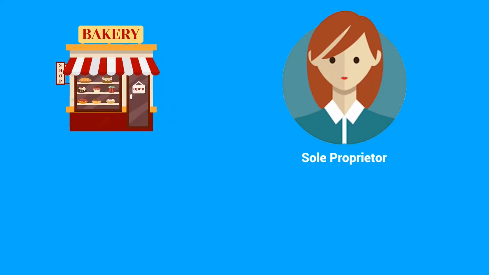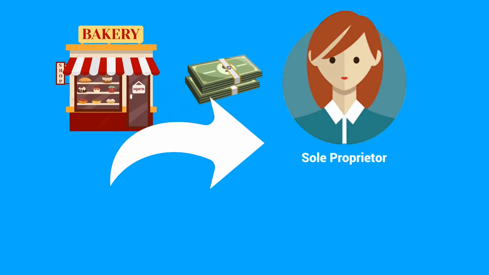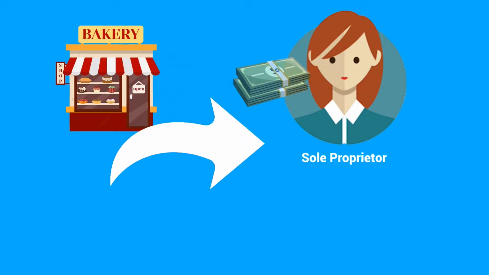All right, so you're an entrepreneur and you've started your own business, right? It's important to consider how to set it up for tax purposes. So here's an example. Let's say you decided to open a bakery. And without forming a business entity, you would be what is called a sole proprietor. As a sole proprietor, any profits from your business are going to be taxed to you.